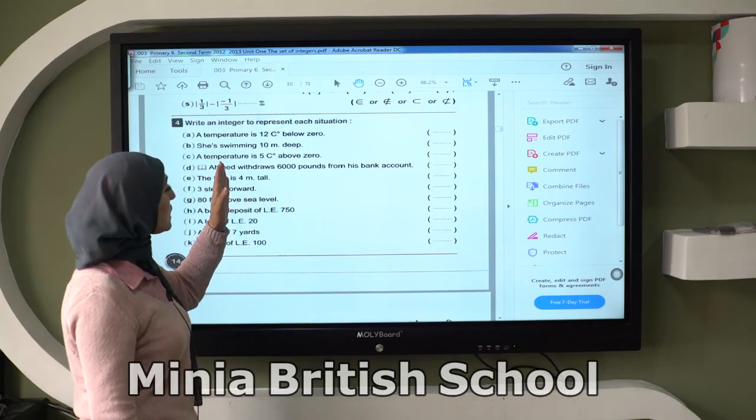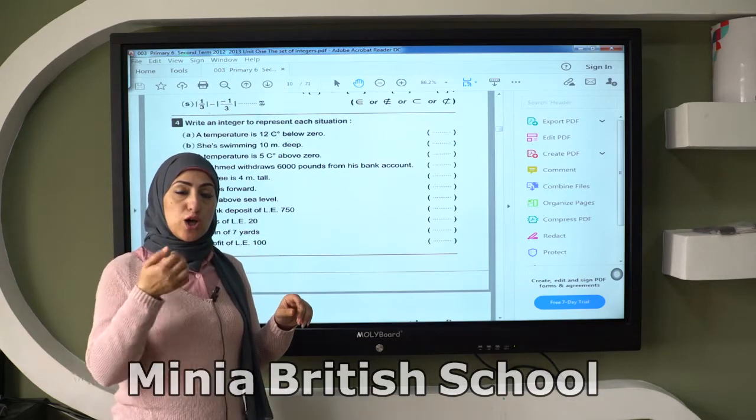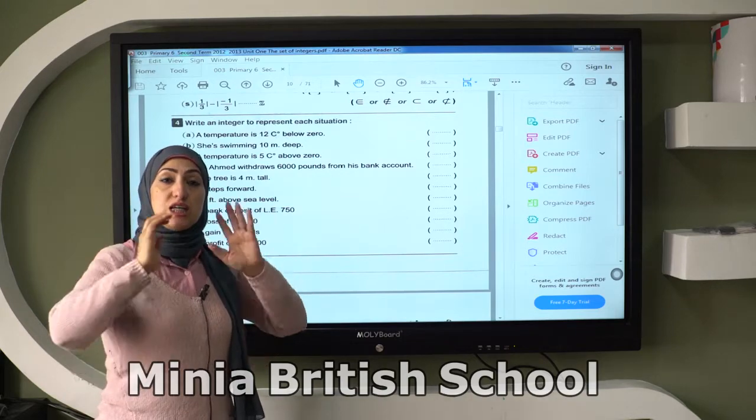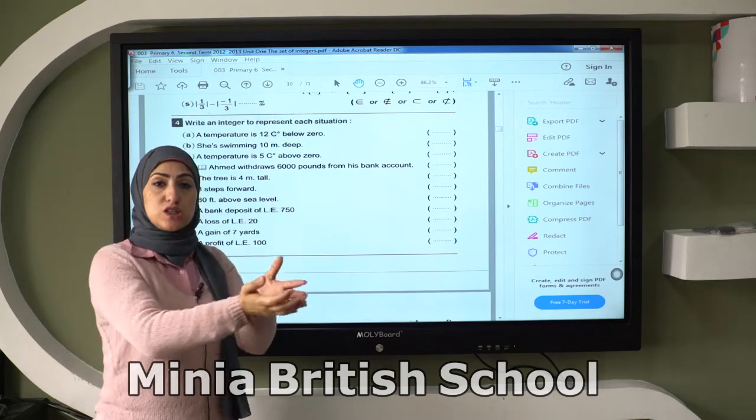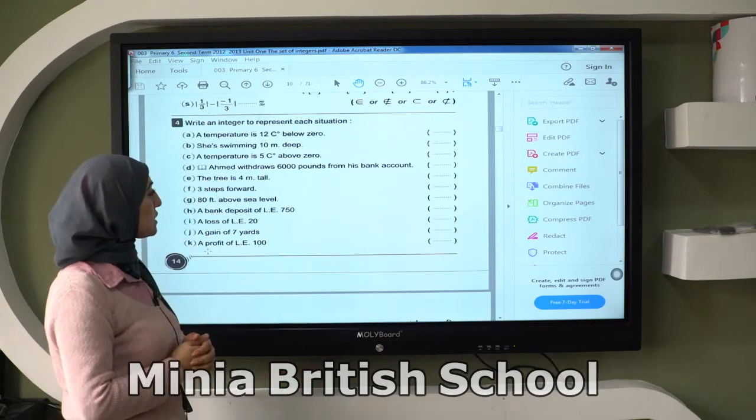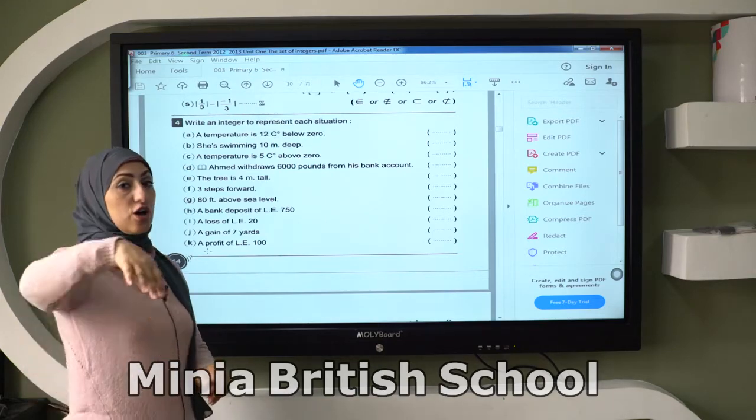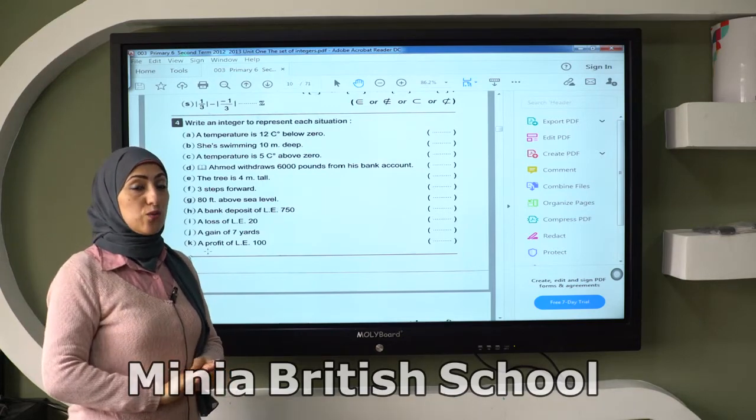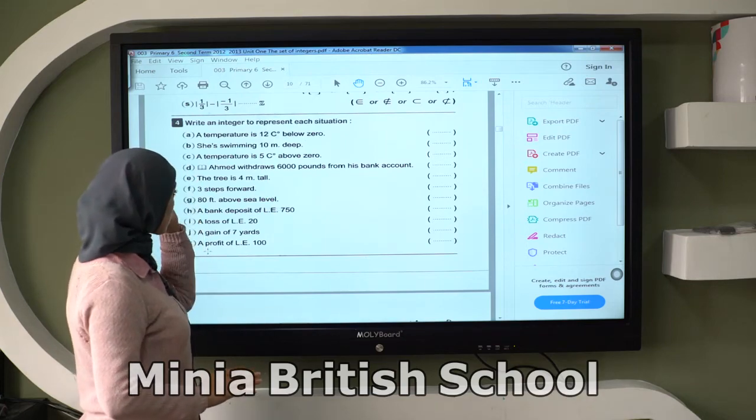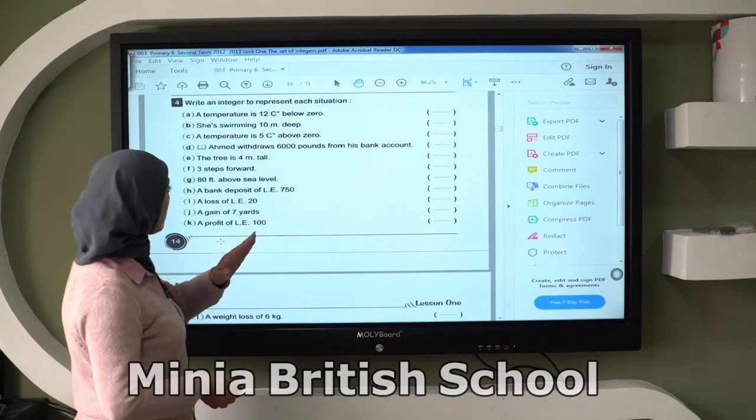Ahmed withdraws 6,000 pounds from his bank account. Withdraw means take away, it means negative. He didn't deposit, okay? Withdraw means negative, so it will be -6,000. The tree is 4 meters tall. This is a length, okay? So the length should be positive, okay? It will be 4.